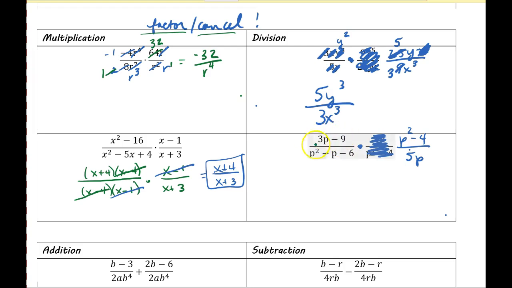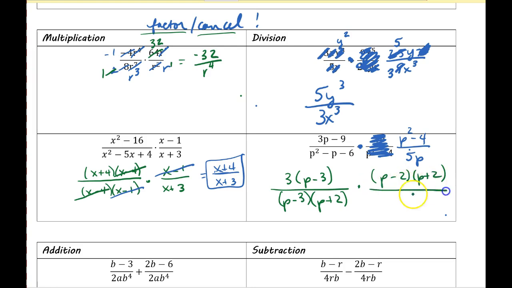So does this factor? Yes, it does. I can take a 3 out. What about the denominator? Does that factor? I hope it does. Maybe 3 and 2? Let's see. Maybe a minus 3 and a plus 2? Yes, that works. This, now that I've flipped it, I can factor this as a difference of squares, 1 plus 1 minus. And now I cancel what I can cancel.